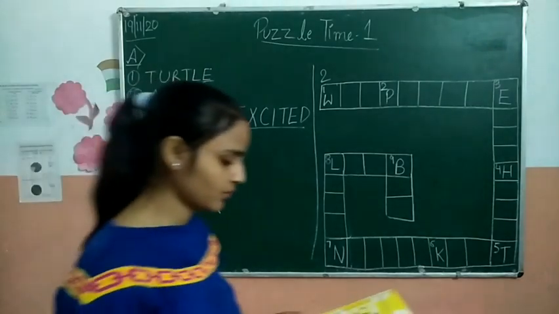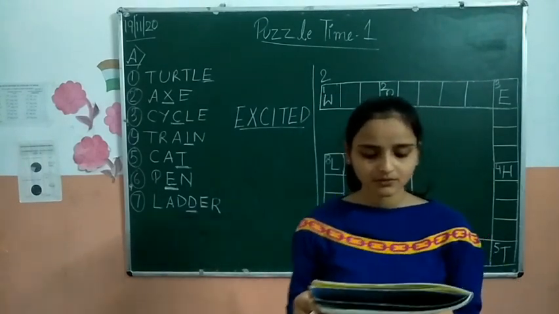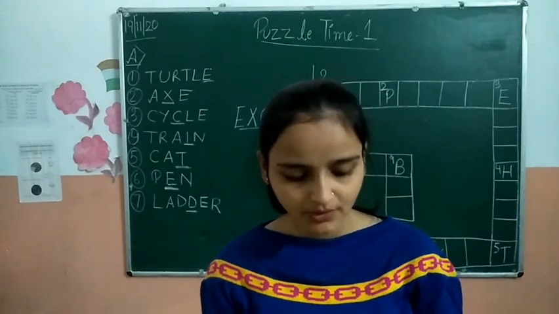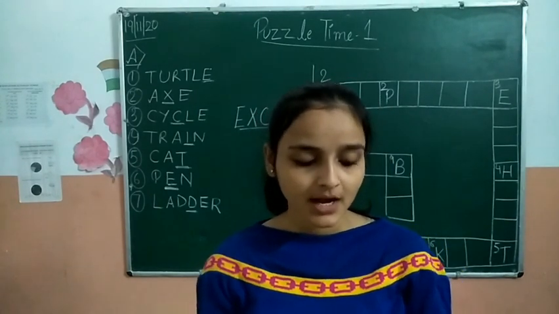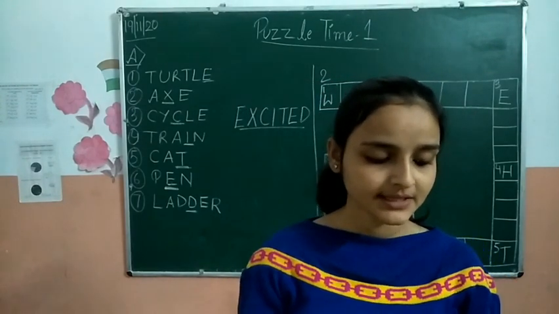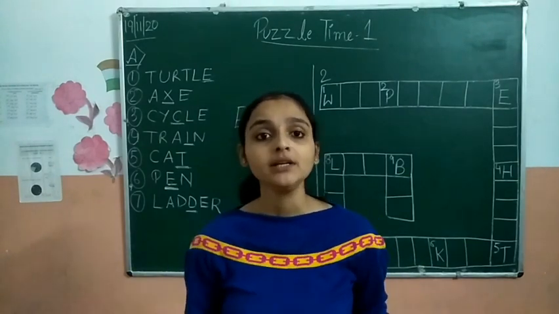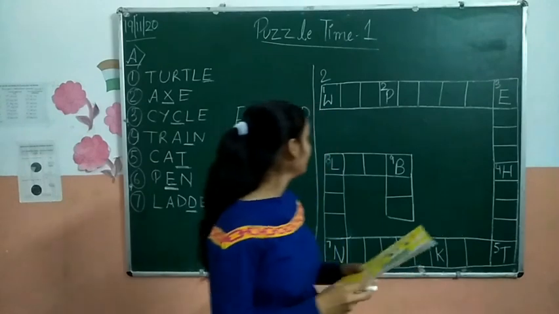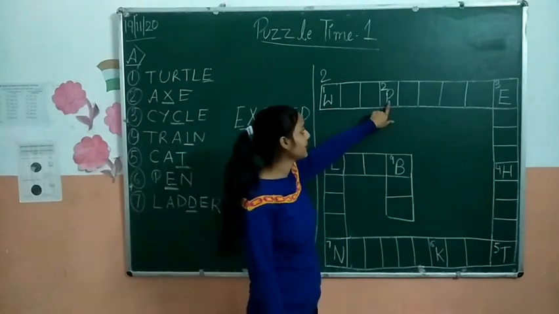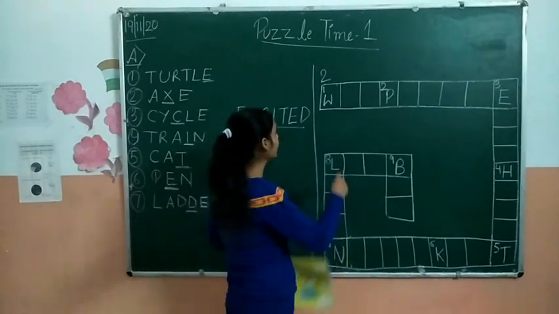So, look, what is the first question saying? A yellow and black striped stinging insect is called a wasp. What is it called? Wasp. Look, the first one is given in blue, and here P. What will come? Wasp. W-A-S-P.